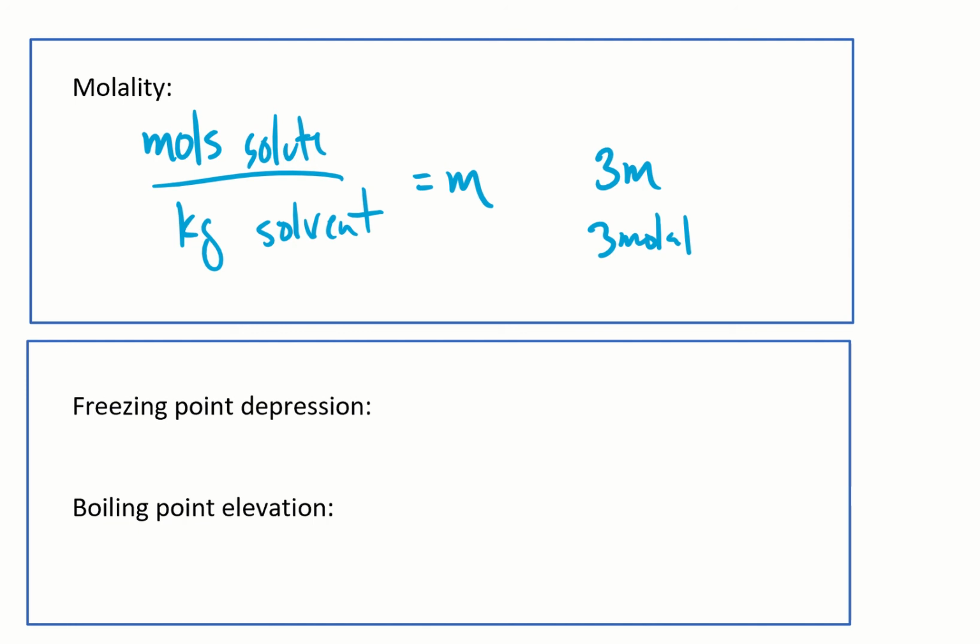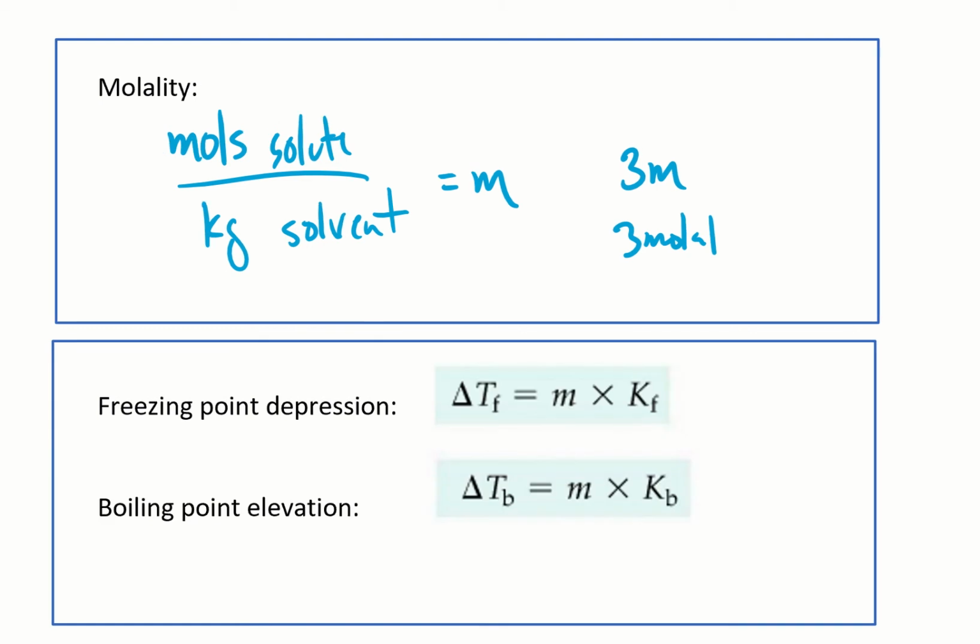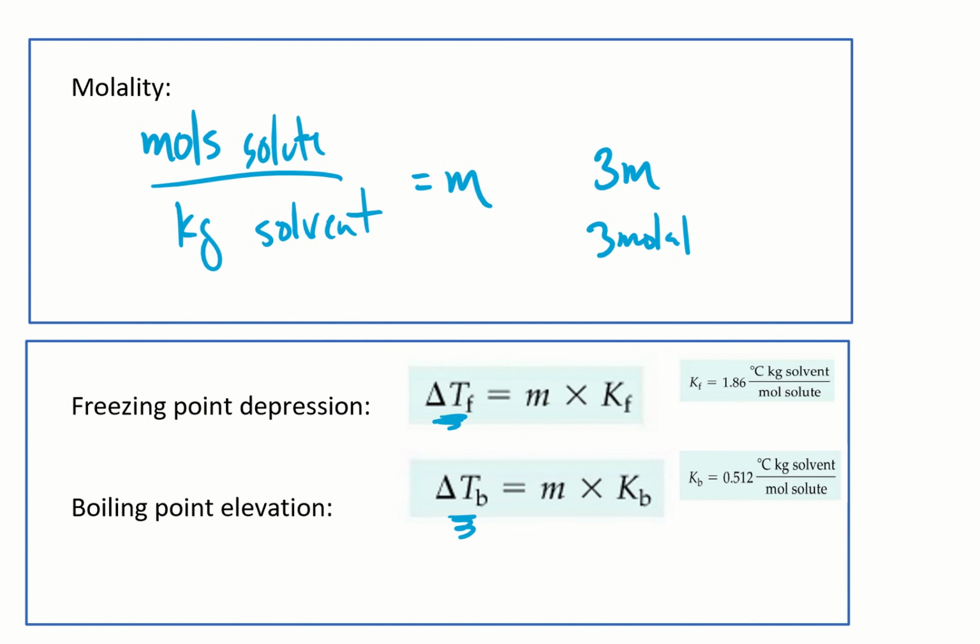Now, with this idea of molality, we can generate equations for both freezing point depression and boiling point elevation. Those equations are right there, where the change in temperature of the freezing point is equal to the molality of the concentration times a constant, K, for the freezing point. Likewise, the change in boiling point temperature of a solution is equal to the molality of that concentration times a different constant. I'll give you those constants for water, and then we'll do 2 practice problems to show how this works.